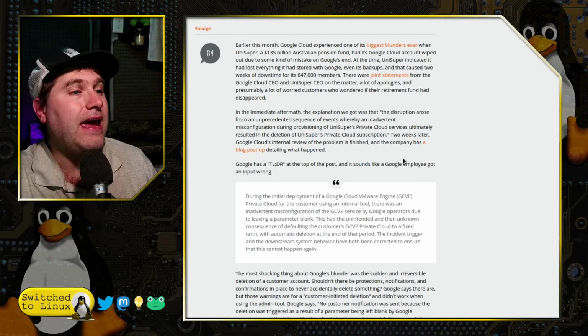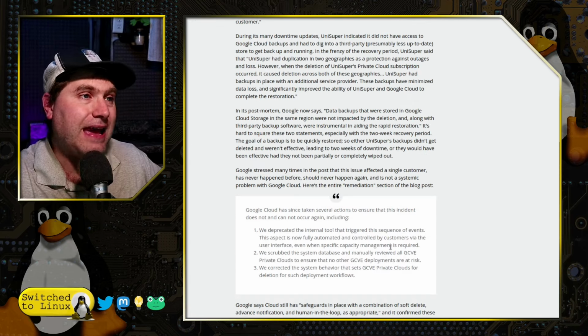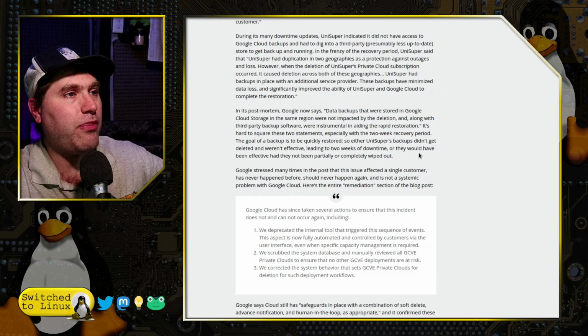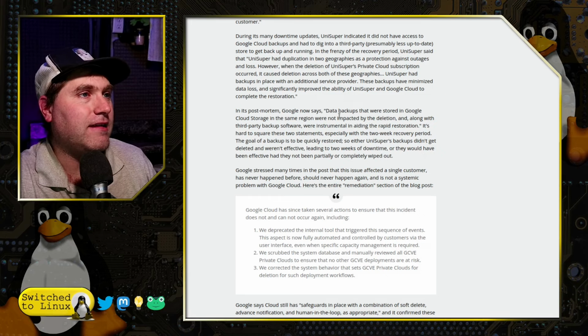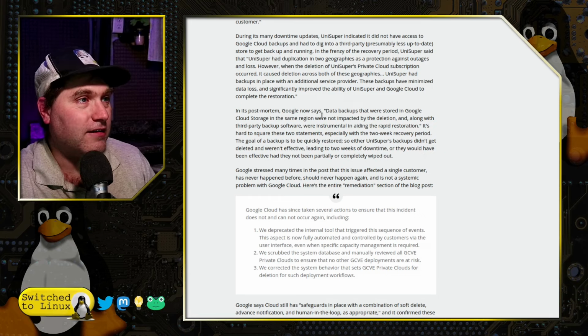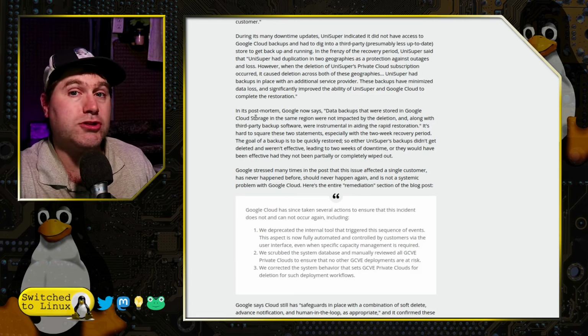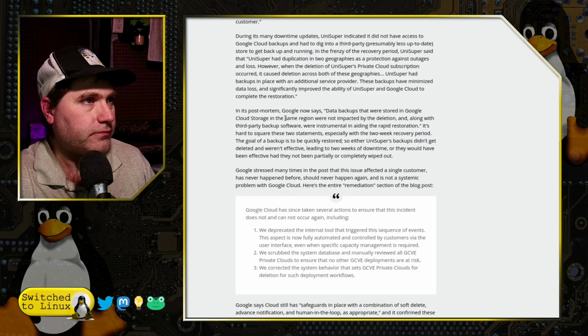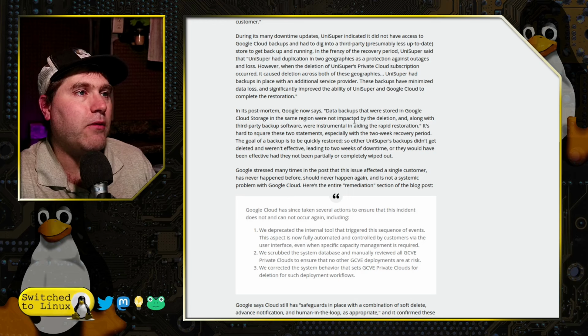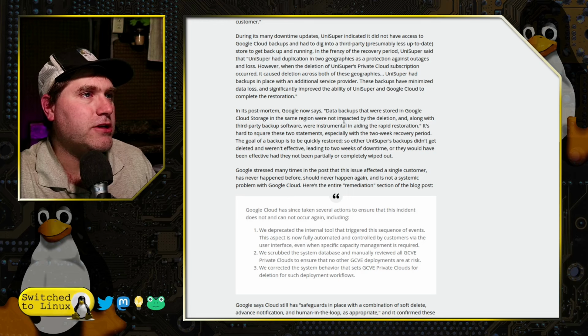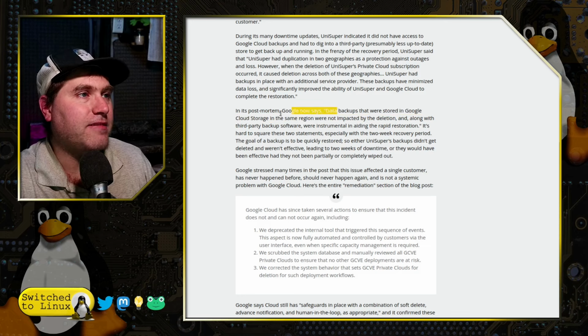And so it begs the question, are we putting all of our eggs in Google's basket? They were able to get information from cold storage and get things back up. So this is actually what it said down here: data backups that were also stored in Google Cloud Storage in the same region were not impacted by the deletion, and along with third-party backup software, were instrumental in the rapid restoration. So don't store your backups in one place either. Okay, so they had backups stored with them.